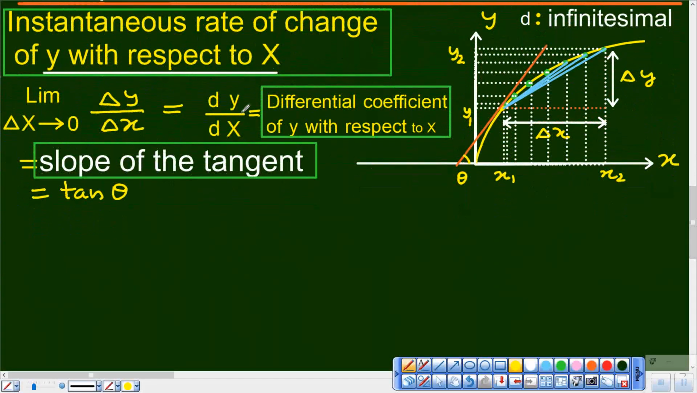Now, if the relationship between y and x is given to us, which is represented by the curve, then the differential coefficient can be got. And there are certain formulas for differential coefficient. For example, let me just write the first formula. If y is equal to a constant, say c, then dy by dx is equal to 0.